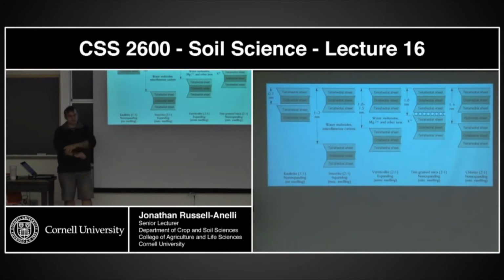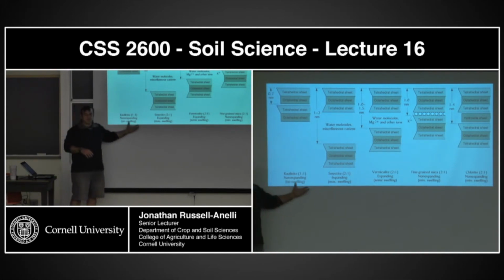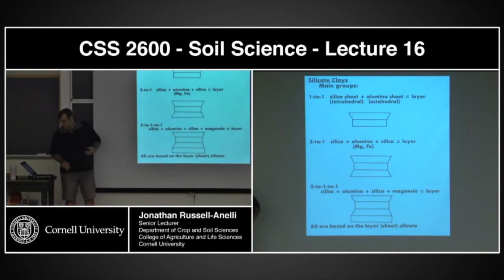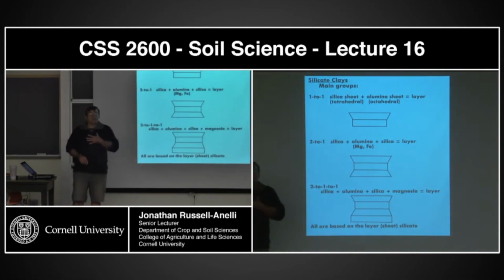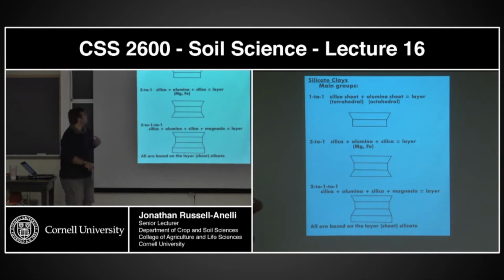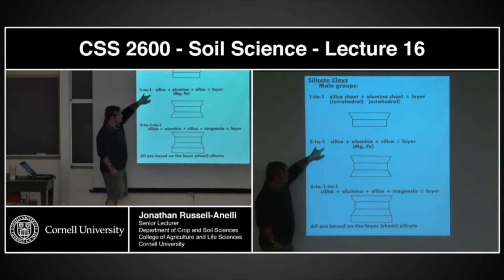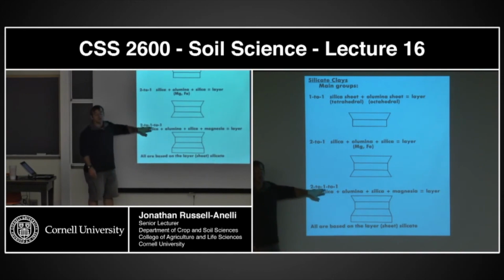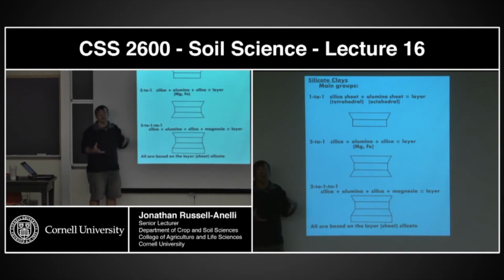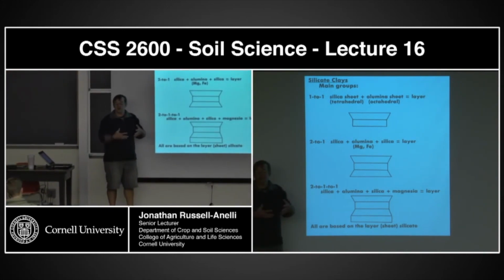Because now we're actually going to talk about the variation of that isomorphic substitution and its effect on the clays. We basically have three main groups of silicate clays. We have what we call 1-to-1 silicate sheets, 2-to-1 silicate sheets, and 2-to-1-to-1. And basically it's the arrangement, or perhaps a better way of talking about this is the weathering process, or the results of the weathering process on these clays.